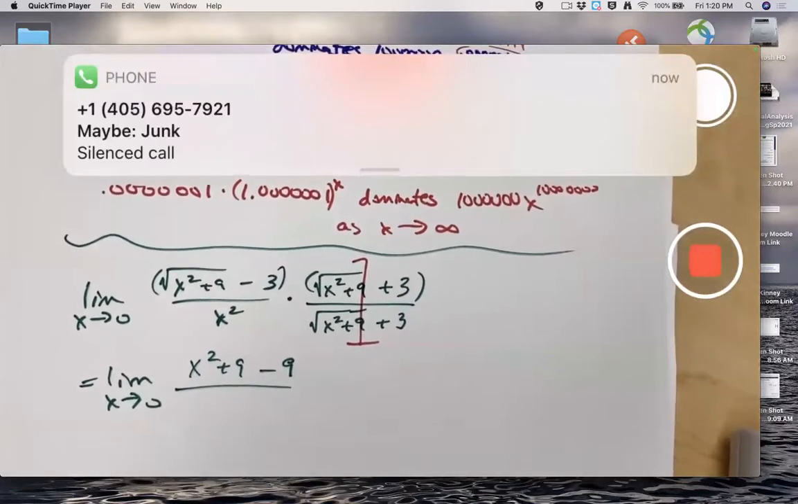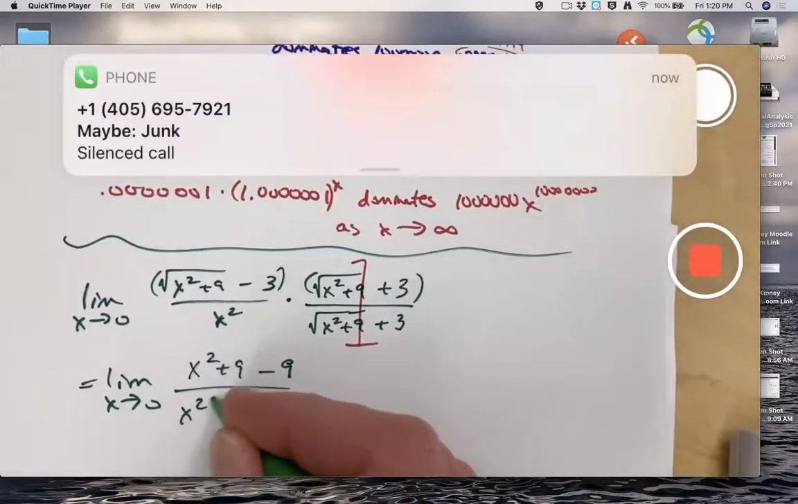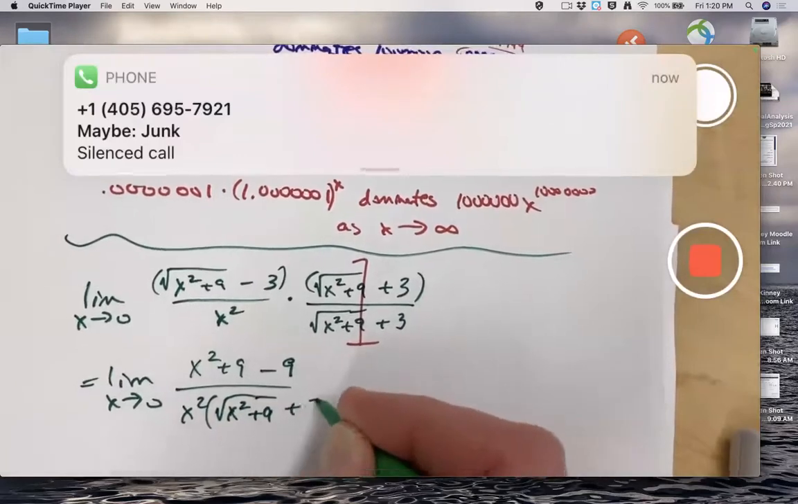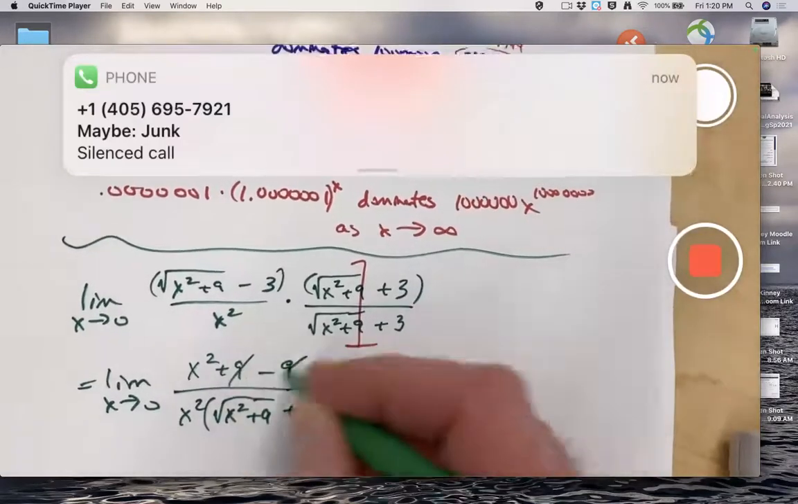That's why I did what I just did, because it makes the top simpler. Now, it makes the bottom more complicated. So you're like, did we really gain anything? But amazingly, we did gain something.